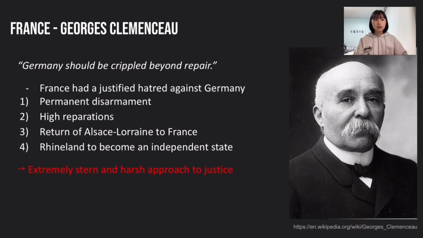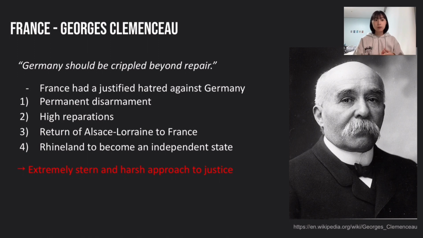They wanted to devastate the German economy beyond repair so that, again, they would be crippled. And third, they wanted the return of Alsace-Lorraine to France. Alsace-Lorraine was territory that was invaded by Germany in 1870 during the Franco-Prussian War. So basically, they wanted this territory back that they knew belonged to them in the first place.